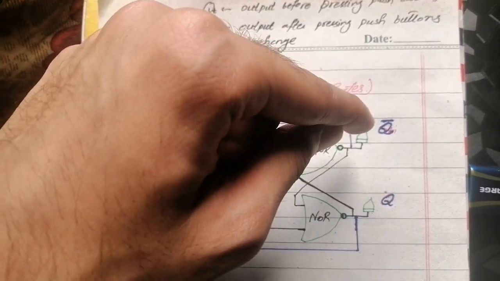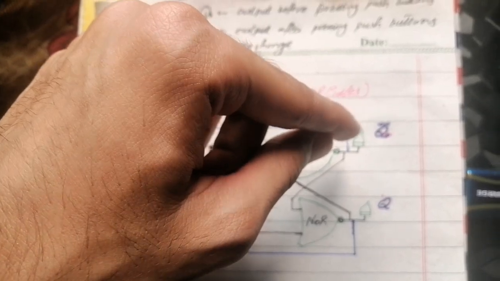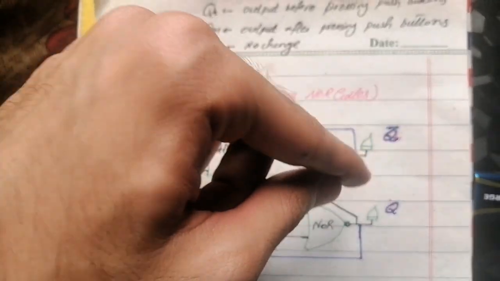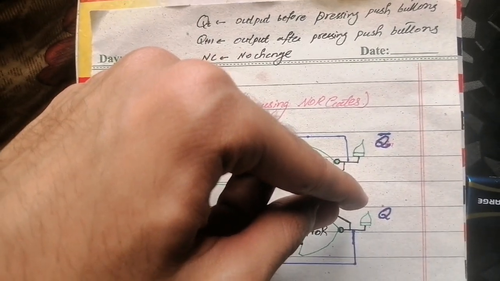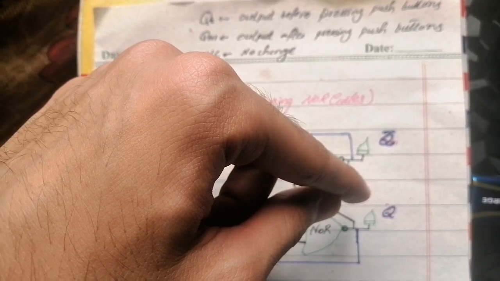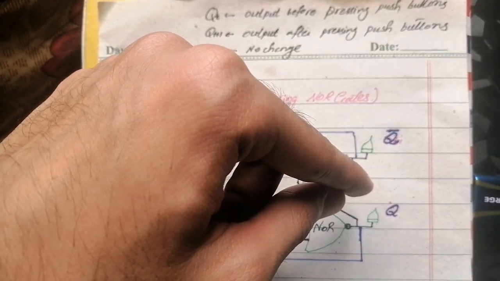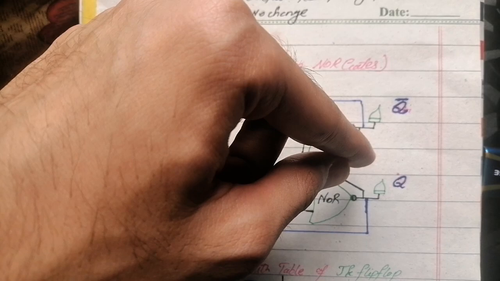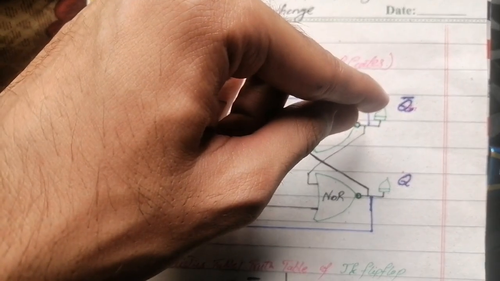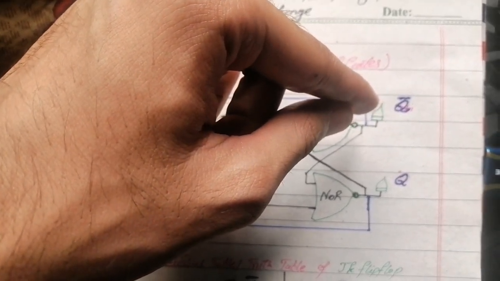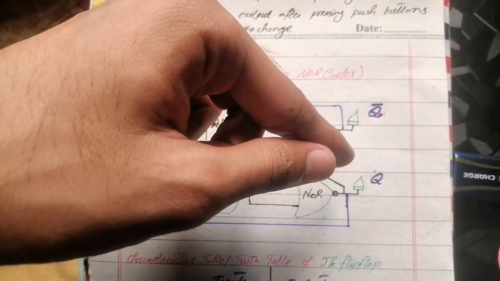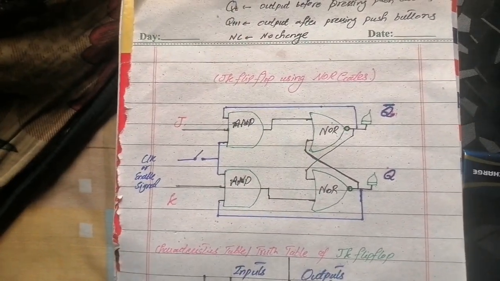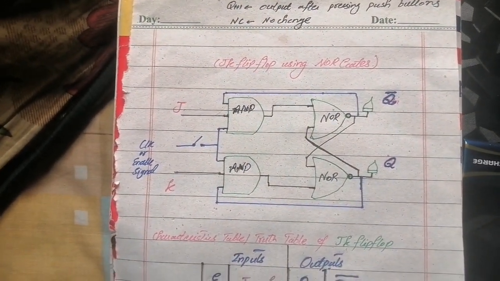On the output side, I have the first output Q bar and the second output is Q, which is opposite to the JK flip-flop using NAND gates, because in the JK flip-flop using NAND gates we have output Q first and output Q bar next. So let's see these components on Circuit Maker.